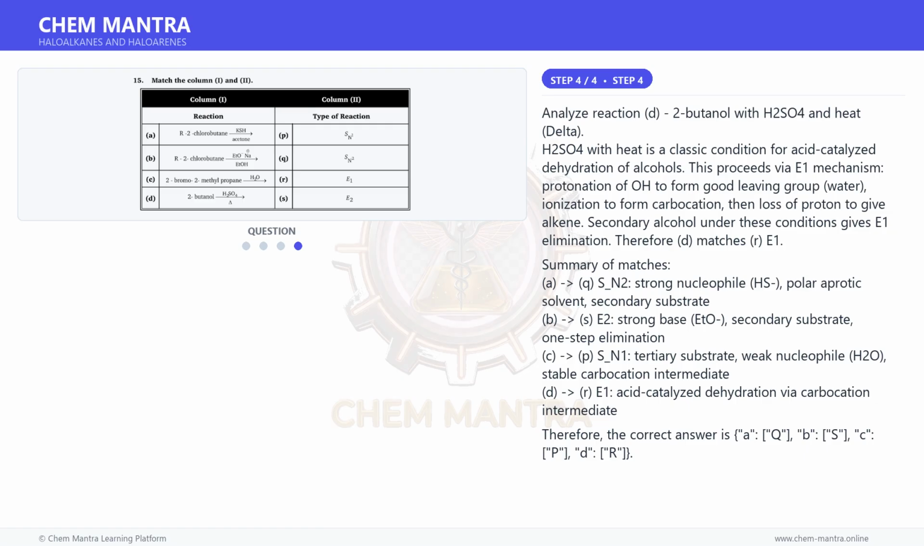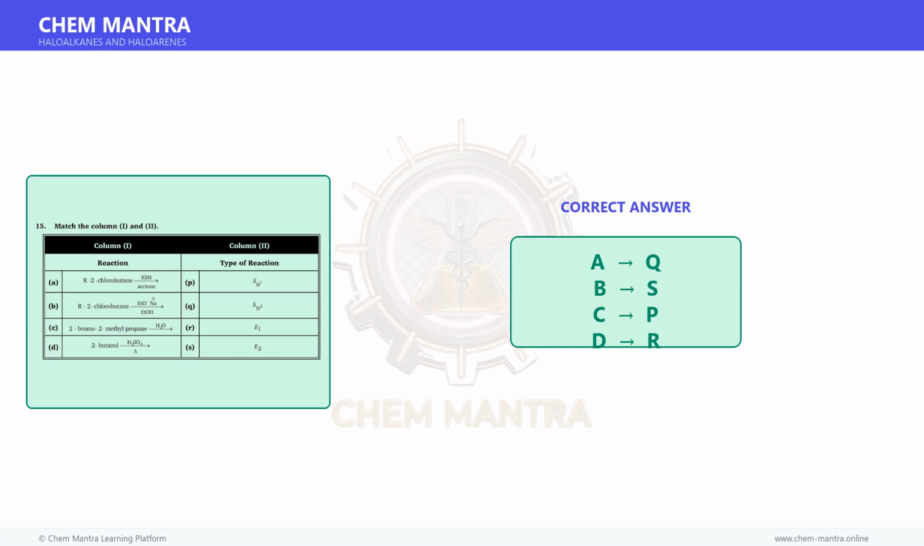Therefore, the correct answer is A-Q, B-S, C-P, D-R. Therefore, the correct matching is A matches Q, B matches S, C matches P, D matches R.